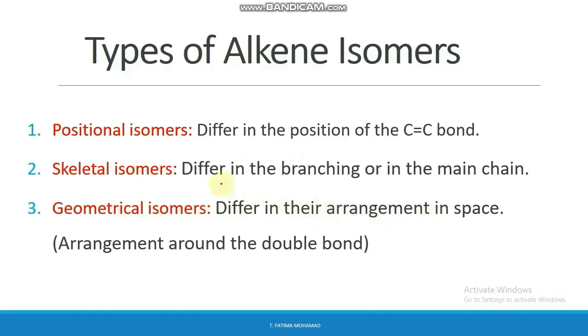So positional isomers have the same functional group, which is the double bond, but they differ in the position of this functional group. The skeletal isomers have the same functional group and the same position, but they differ in the branching or main chain. The geometrical isomers have the same functional group, which is the double bond, the same position of the double bond, and the same chain, but they differ in the arrangement of the atoms around the double bond.